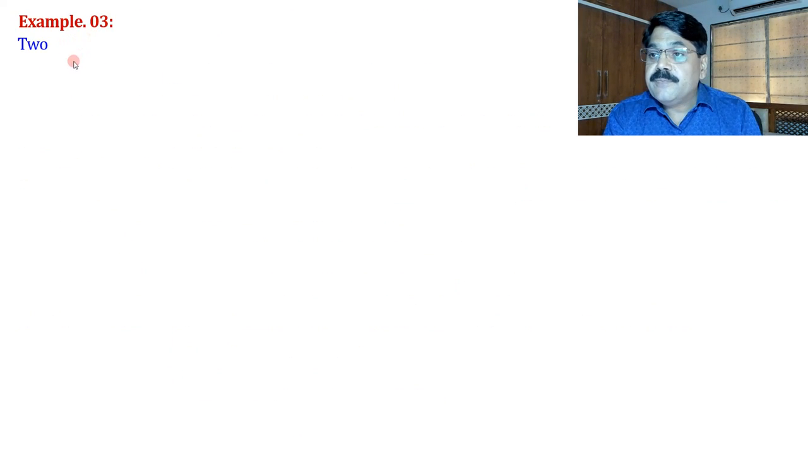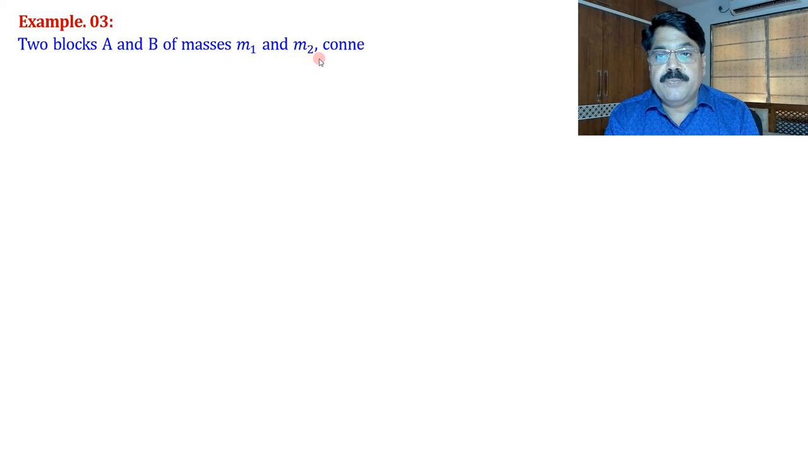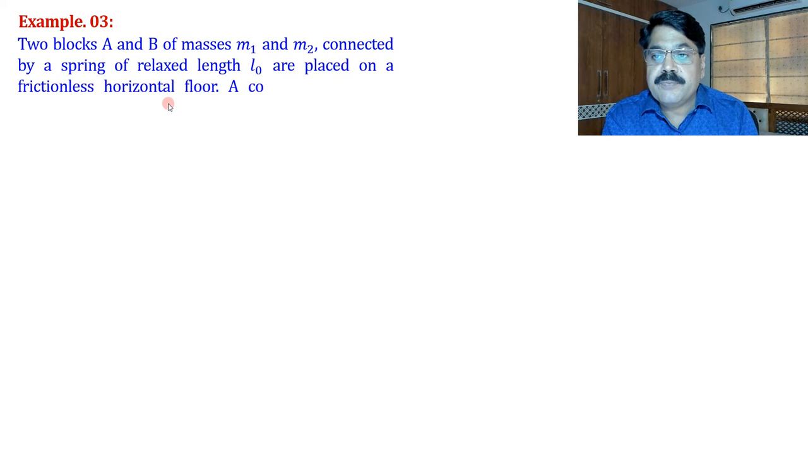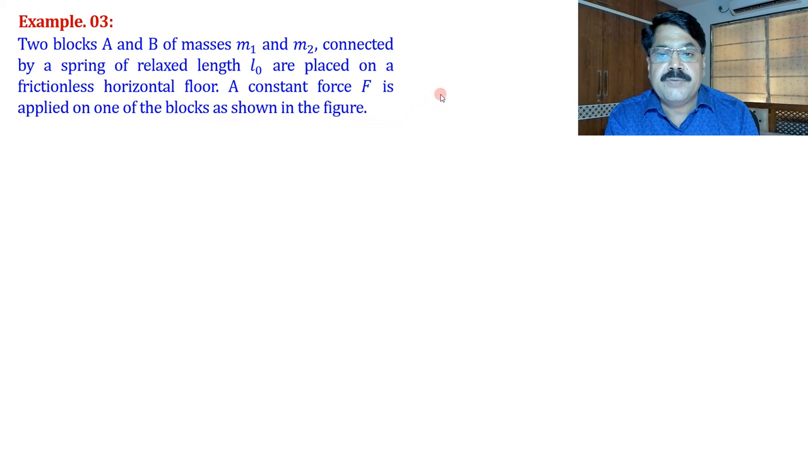Example 3. Two blocks A and B of masses M1 and M2, connected by a spring of relaxed length L0, are placed on a frictionless horizontal floor. A constant force F is applied on one of the blocks as shown in the figure. You can see here, the force is applied on block B. Block A has mass M1, block B has mass M2. The relaxed length of the spring is L0.